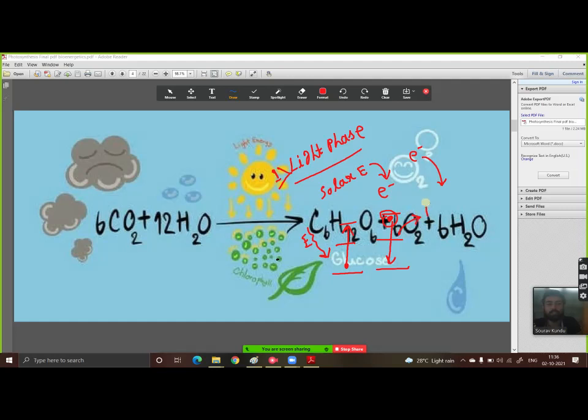If it wants to come back to the ground state, it will be releasing a certain amount of energy again in the form of that E.